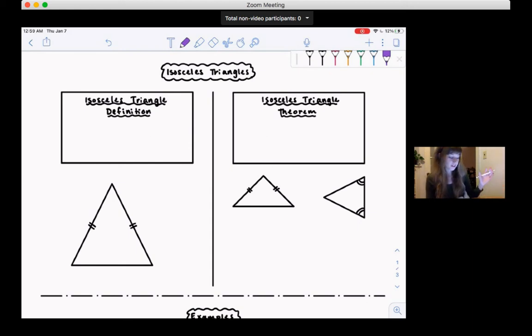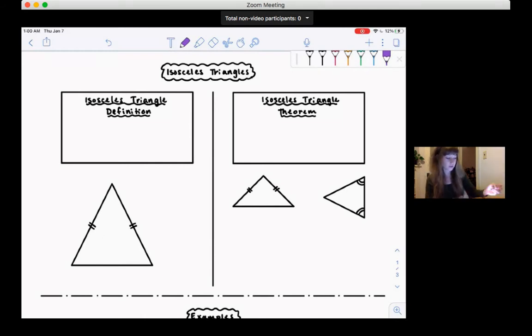The next concept we're going to cover in this lesson is isosceles triangles. These are a special type of triangle that are very, very useful, and you've probably learned about them before. So first, let's just talk about what an isosceles triangle is, and then we'll learn a theorem about them.